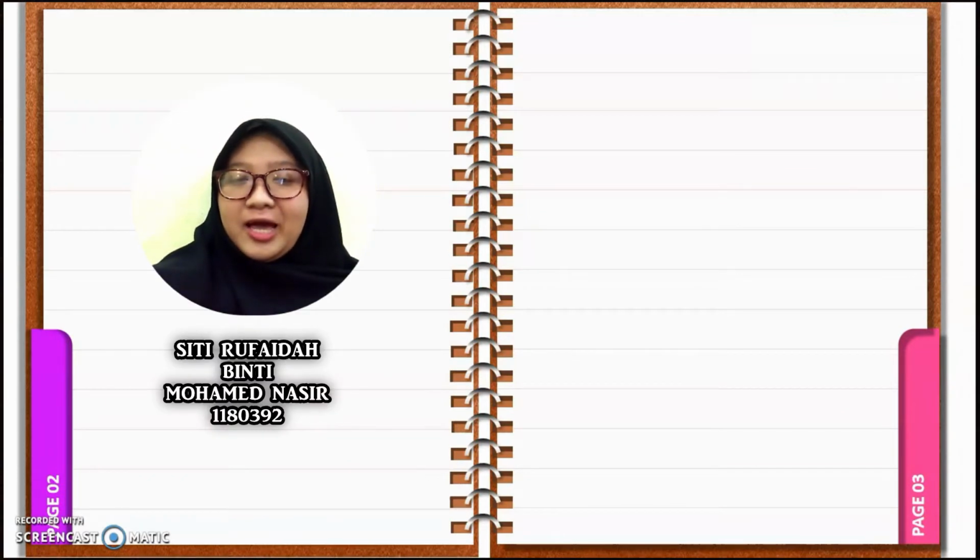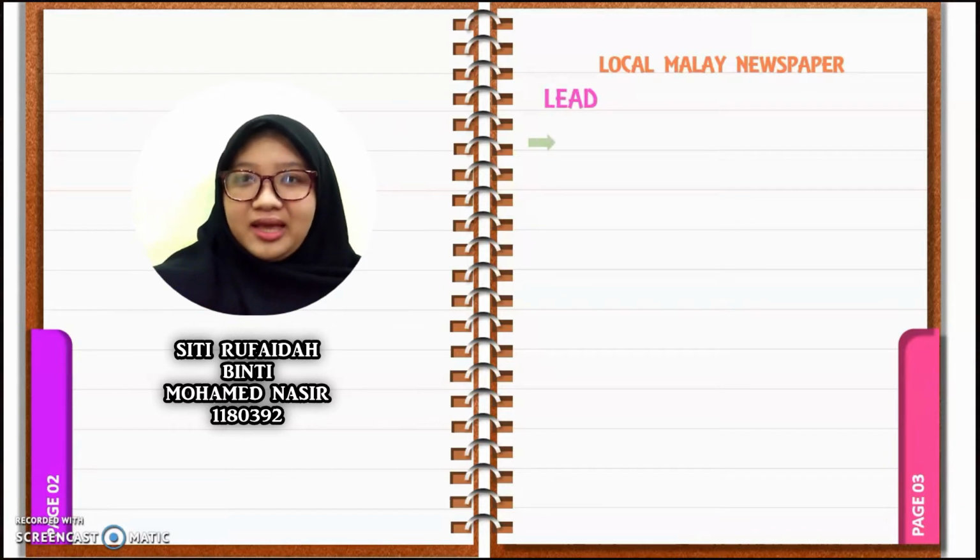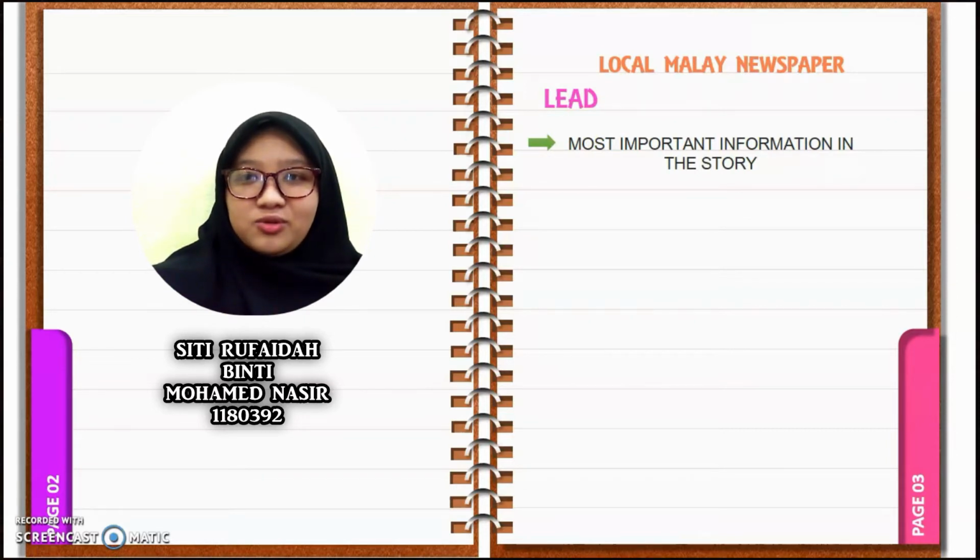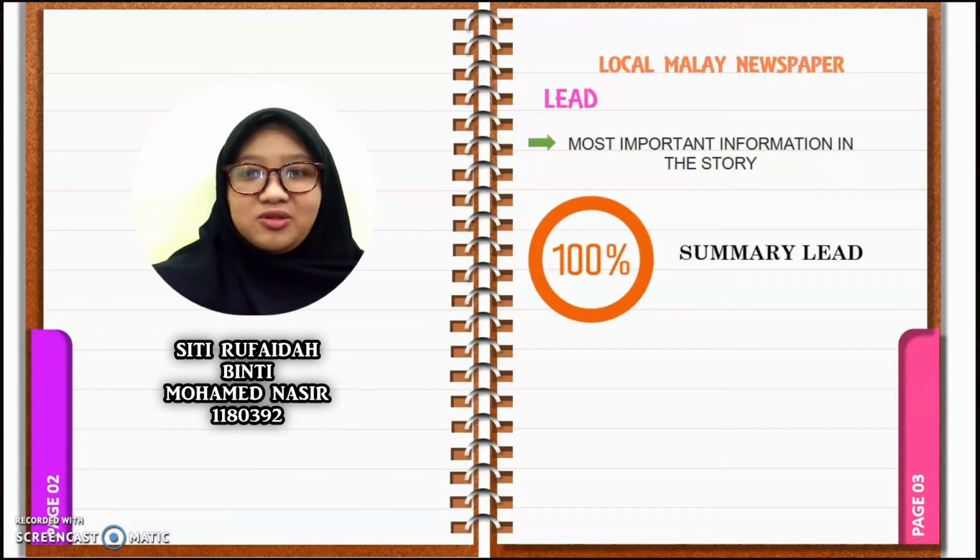Assalamualaikum and hi, I'm Rufaidah and I want to talk about the lead of local Malay newspapers. As we know, the lead must tell the reader the most important information in the story, so the reader is interested to move on with the story. We have 5 local Malay newspapers, generally about crime. From these 5 newspapers that have been reviewed, we have divided the lead into a percentage. These 5 local Malay newspapers use 100% summary lead.